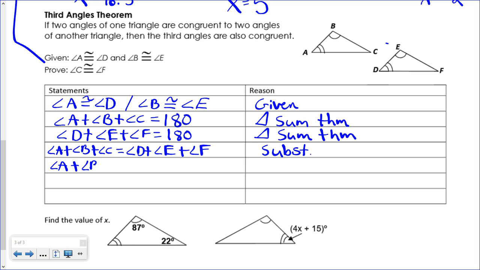Substitute. Okay, we're going to keep one of the equations the same, and then in the other one we're just going to swap them out. So instead of writing D, what could I write? A, because they're equal. And instead of writing E, what could I write? B. What allows me to do this? Substitution of two.